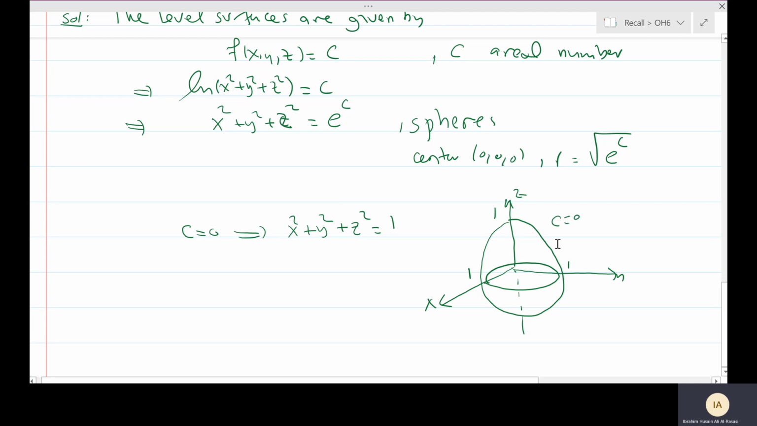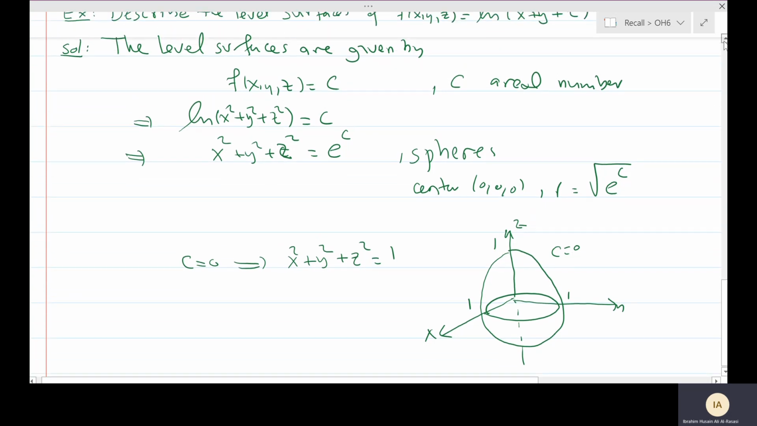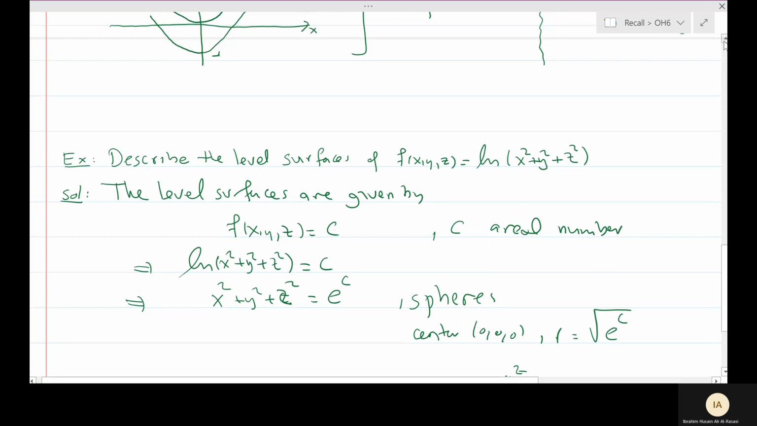Question: what is the value of the function at any point on the sphere? Choose any point on the sphere. What is the value of the function at that point? It will be C equal to 0. So C is the range value. Now we are giving you C, and you find the pre-image. What are the points in the domain? Usually the points will be curves or surfaces. So this is the definition of a level curve or level surface.